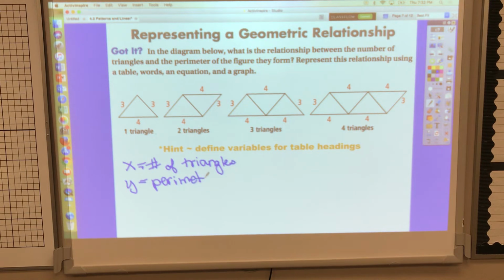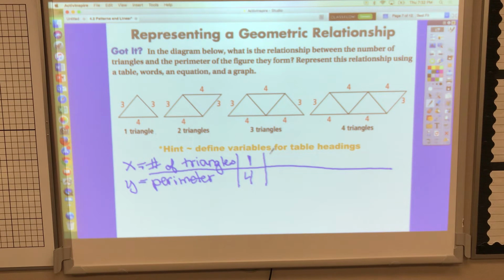So right there I'm defining my variable for my table headings. We're going to have a number of triangles and a perimeter. So I'm going to make a table. If I look at this one triangle, my perimeter, which we get by adding it all together, so 3 plus 3 is 6, plus 4 is 10. There's the first set of data from my problem.